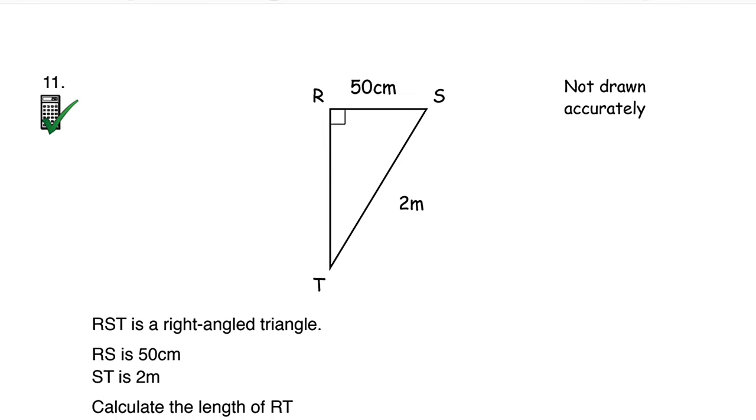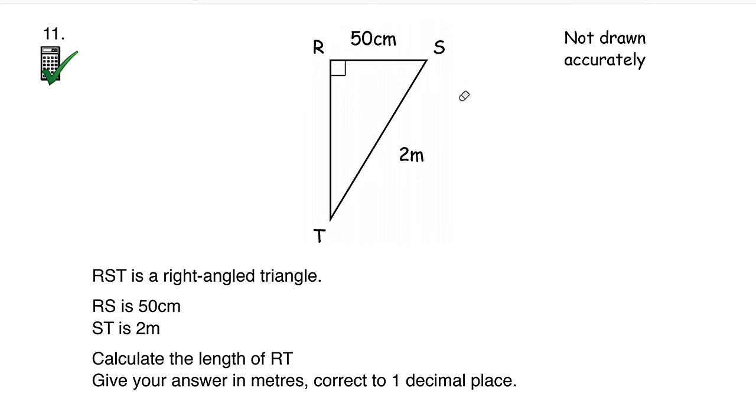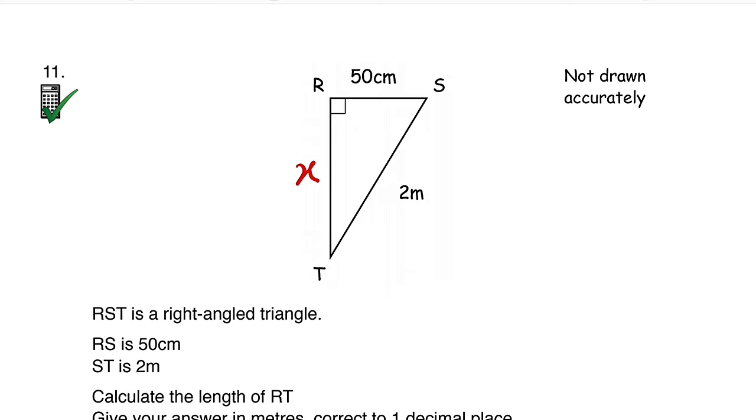Now let us move on to question number 11. RST is a right angle triangle for which the side length RS is 50 cm. You can see that. ST is 2 meter. You can see the hypotenuse is 2 meter. We are asked to calculate the length of RT, which is right here. Let me call it x. So you have to be very careful because you can see that the units are not the same. This is 2 meter, but this is 50 cm. So to make this one in centimeter, you have to multiply by 100. So this is 200 centimeter.